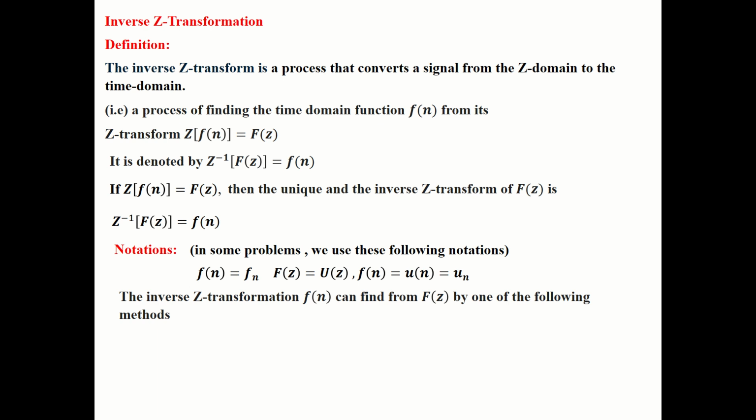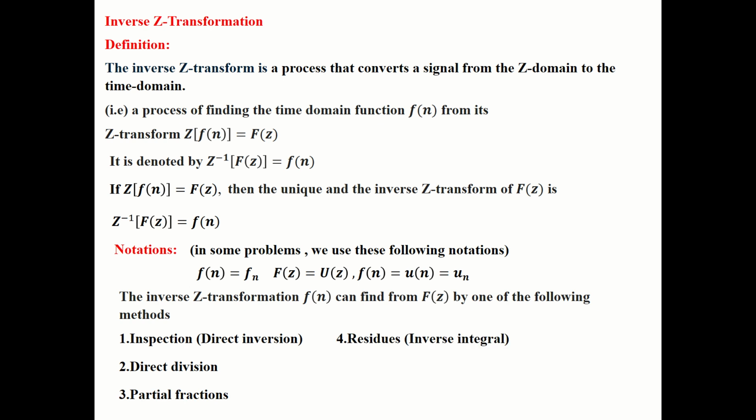The inverse transformation can be found in the following forms. There are 6 methods to find the inverse transformation. One is the direct method. The second one is direct division, polynomial division. The third one is the partial fraction method, the standard method. The fourth one is the residues method using Cauchy's integral, that is the inverse integral method, right? The fifth one is using power series expansion, right? And the last one is using the convolution theorem. The residue and convolution theorem methods are most useful in many problems, right? They are very useful methods to find the inverse Z transformation.